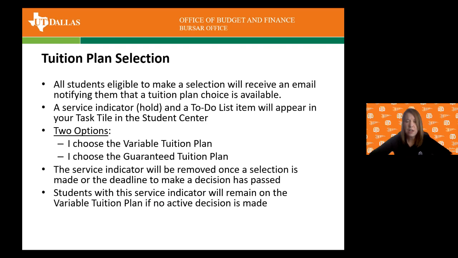Students with this service indicator will remain on the variable tuition plan if no active decision is made. So if you forget, if you decide you don't want to go in and make a selection, we are going to pick a plan for you, and you will remain on the variable tuition rate, which means that you'll be locked into that rate for 1 year, and each year it could increase, and it will increase. So go ahead and go to the next slide, please.